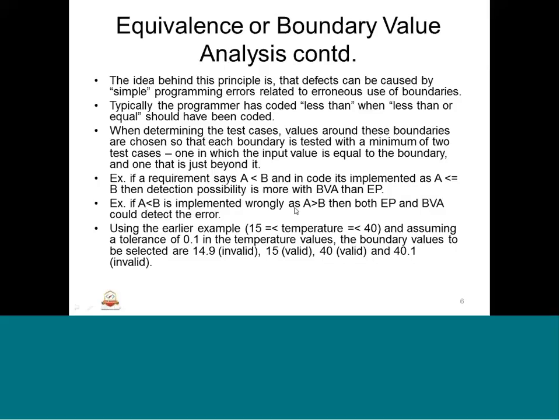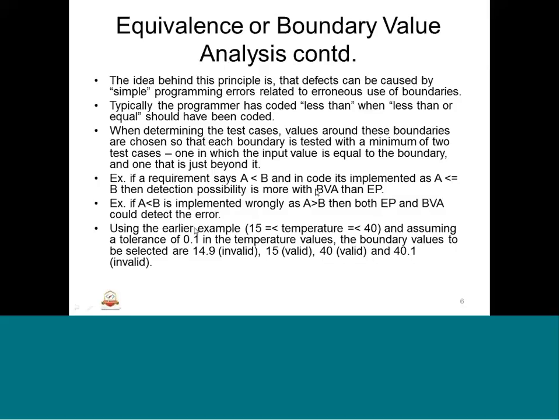One more example, if A less than B is implemented wrongly as A greater than B, this is also typically wrong, then both EP and BVA could detect the error because the whole purpose of the test itself will collapse here. So definitely in any of the tests, it is going to be caught. The above one is still valid, but the equal to condition lies on the boundary, so it will be caught in the BVA, the boundary value analysis. And in EP we would not have listed that particular test scenario for the equal condition.